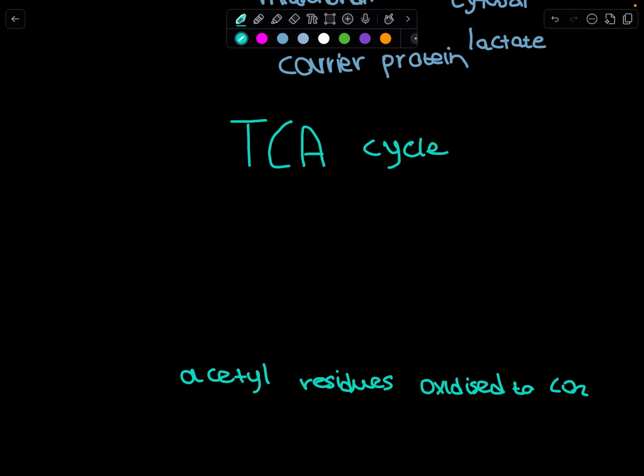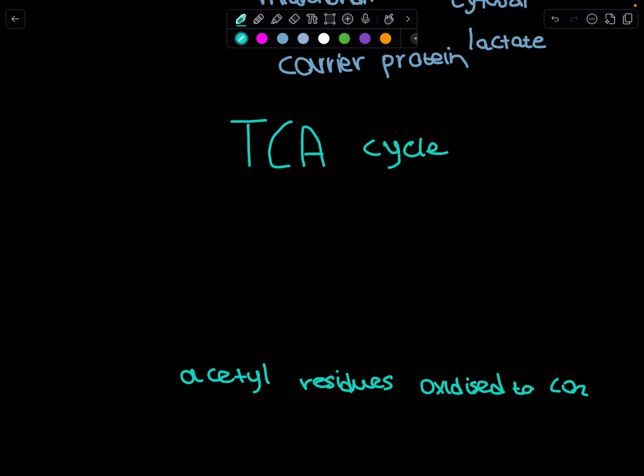Let's talk a bit about the product then. We have 3 NADH, 1 FADH2, and 1 GTP. What's a GTP?